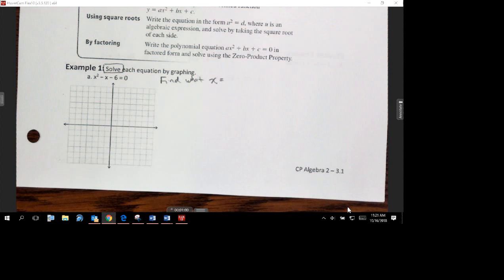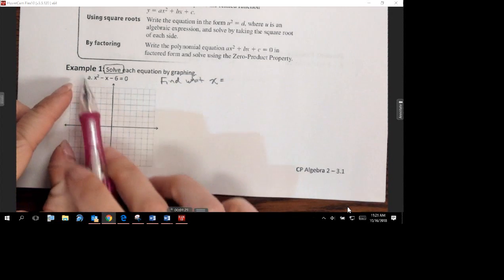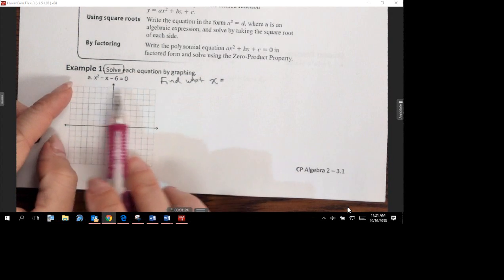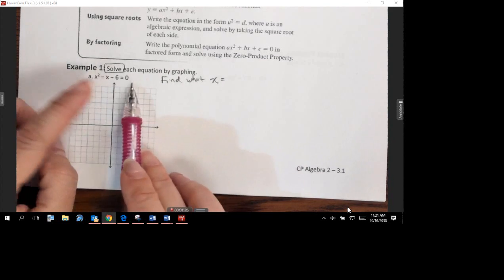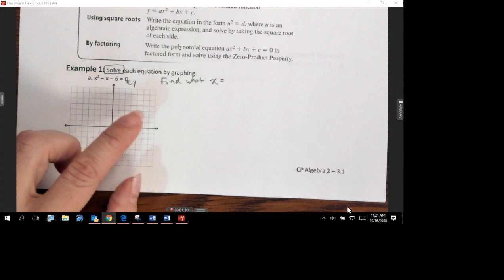Is there a y in it? There's not a y. So what we're doing is we're just solving an equation. But we can use what we learned on Friday's assignment to solve it. And you can see I have a graph there. On Friday we were graphing. And on Friday, if there was a y in the equation, what was y now? 0. So what we did was we made y 0.